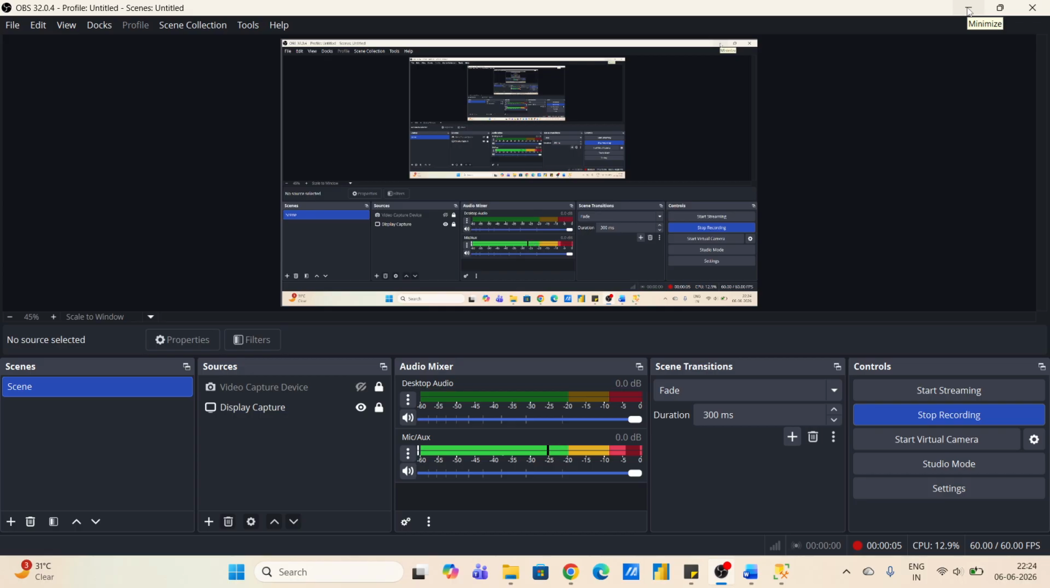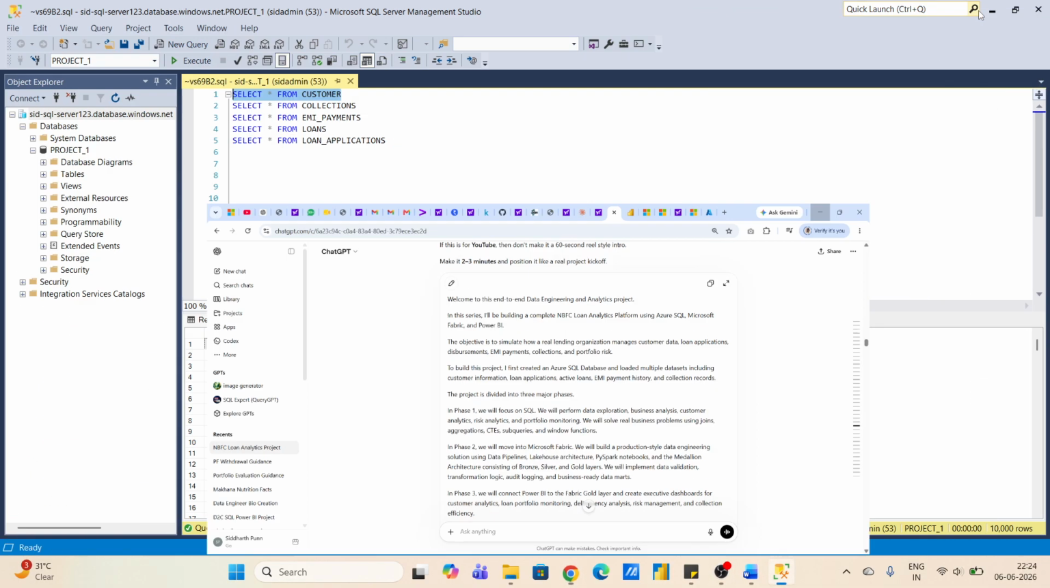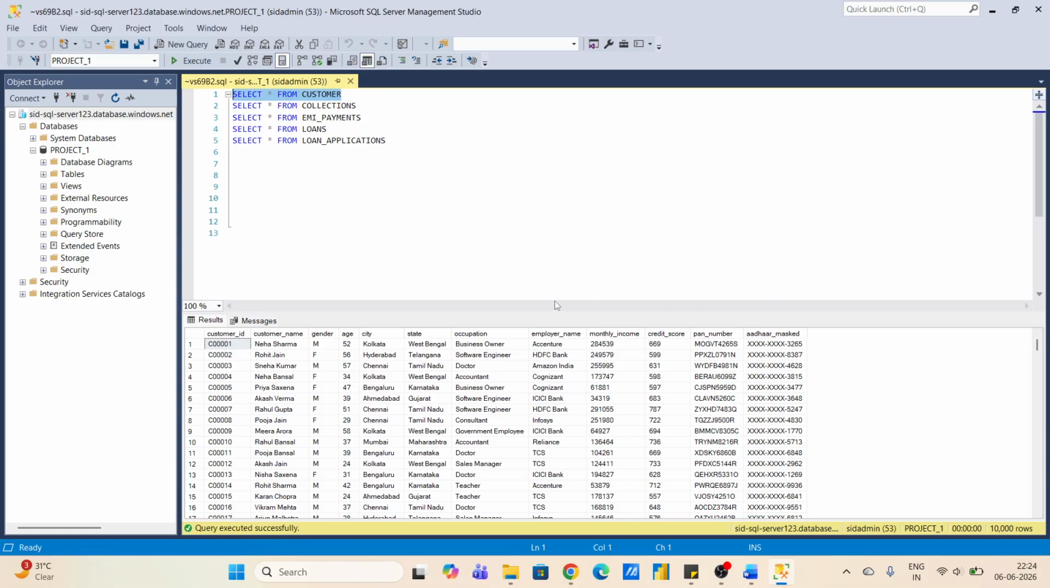So today we will be starting a series on projects on data engineering with Fabric. I hope you can see my screen. What we will be doing is creating a database which covers all these tables: customer, collection, EMI_payments, and loans_application, right?